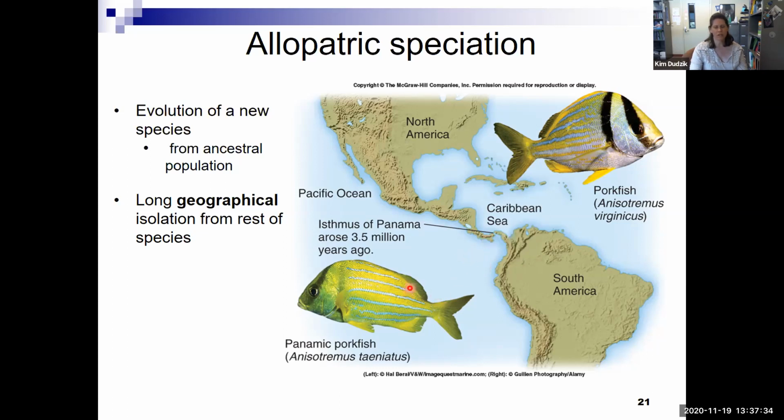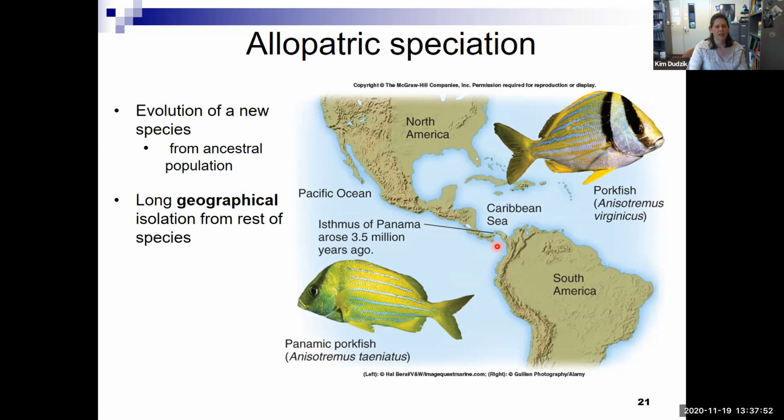And again, you can sequence their DNA and their genes, and there's been enough changes that we call them two different species. When you put them together in the lab, they can't mate with one another anymore either. So that really, again, shows they're two different species.